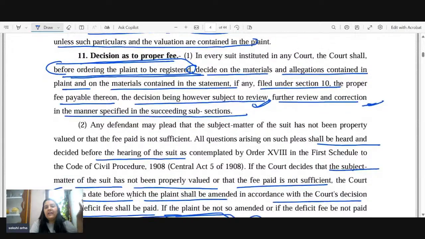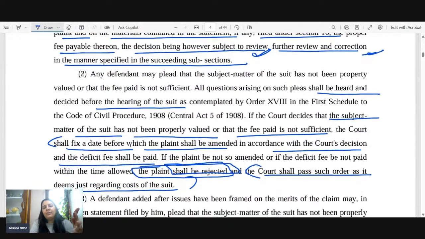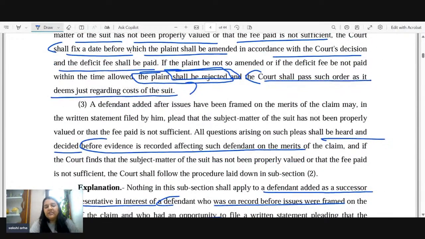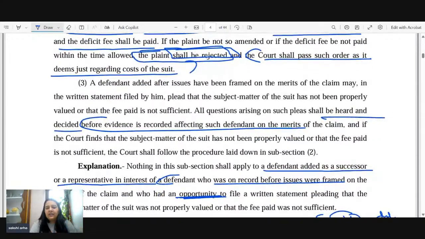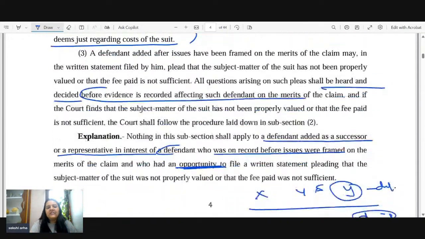Who will decide whether the fee is proper or not? Before registering the particular plaint, the court has to decide this thing. When the court thinks that the fee is not properly paid, what will the court do? The court will give a time to amend the plaint or pay the fee. If the party neither amends the plaint nor pays the fee, the plaint shall be rejected. But that order is subject to review. It can be reviewed also.